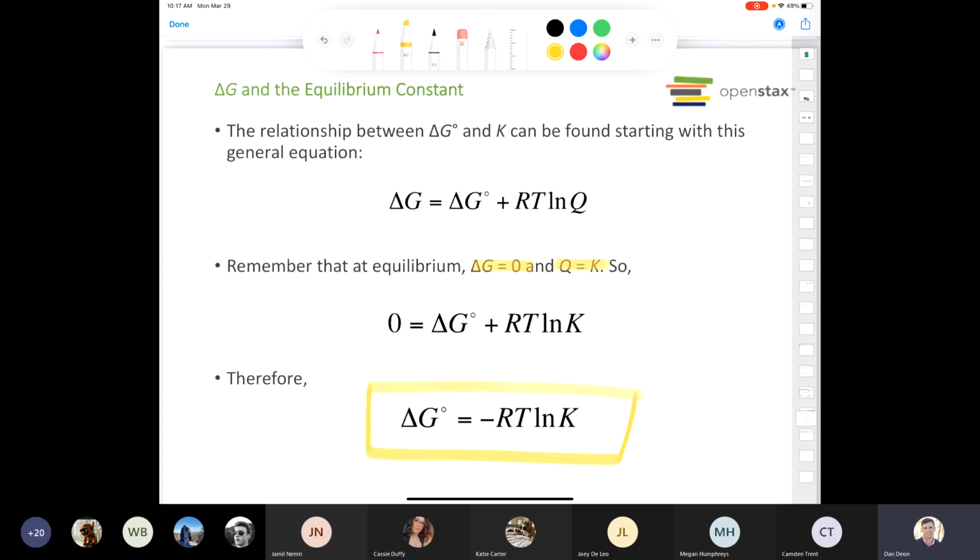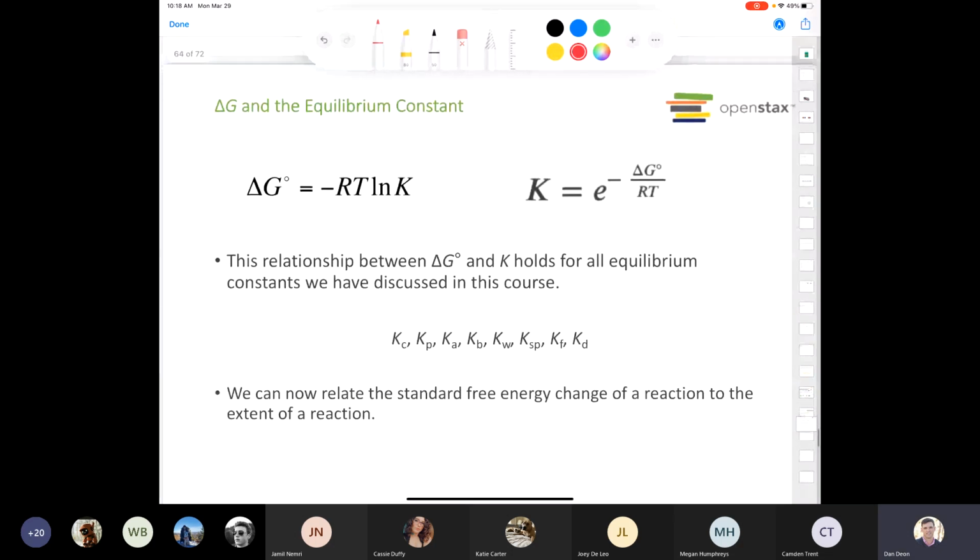Now you might be wondering, when we did equilibrium, we spent so much time solving for K. Would we ever use this formula to solve for K? I'm glad you asked, because the answer is absolutely, we will. We can rearrange it to solve for K. We would start with ln of K is equal to negative delta G naught over RT. And then you would just take the anti-log of that, and you get that K is equal to e to the power of negative delta G naught over RT.